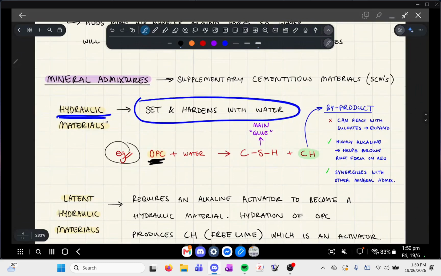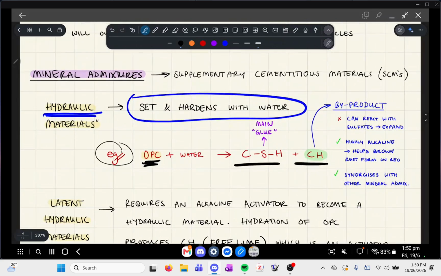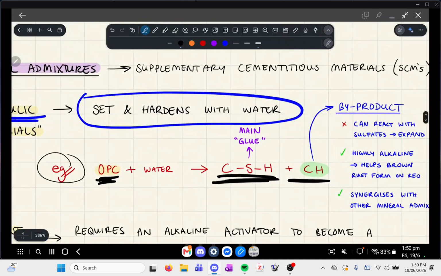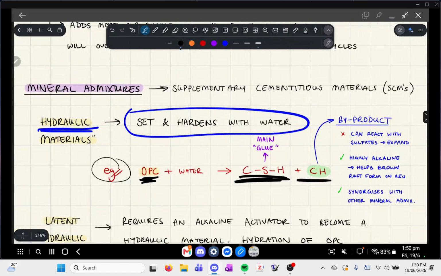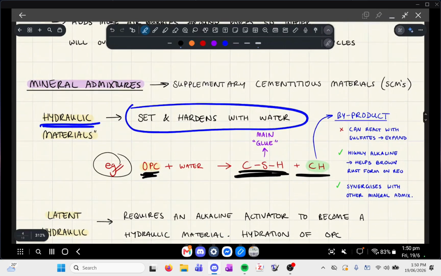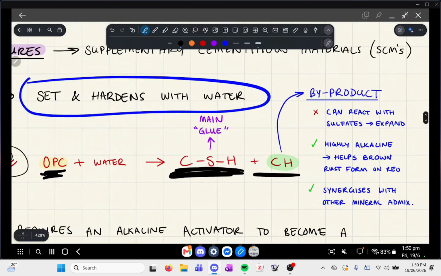But when you add water to ordinary Portland cement, the idea is that you get these products, right? You get, and this is in cement notation, your CSHs, which is basically a category of products, right? But they're the main glue for your concrete, okay? And that's ultimately what we want in order to have more strength, okay?